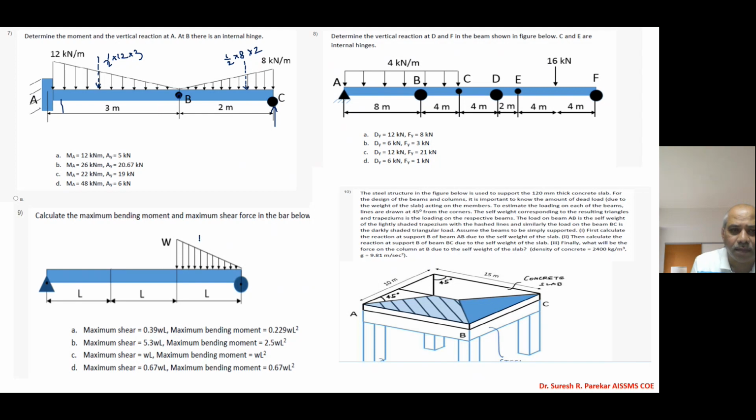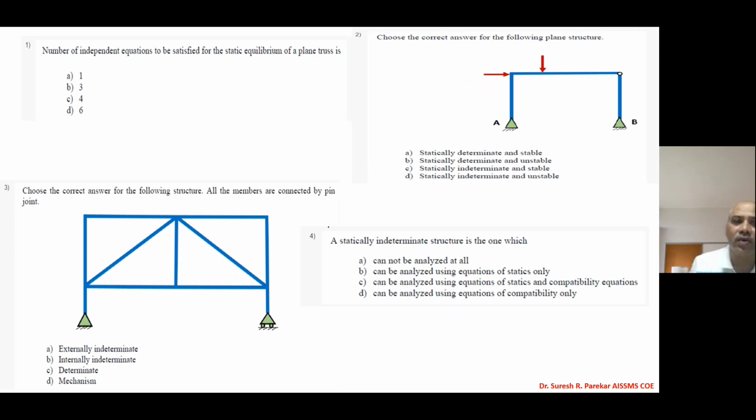Here also it is very simple. We are going to have half W into L. And then accordingly, we have to find the reaction at A. And then we have to find the maximum shear and maximum bending moment. So first you have to keep in mind which problems you can solve easily. You should switch over to those first, and then you can go to the other problems.